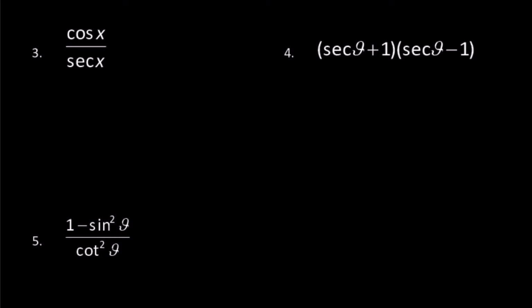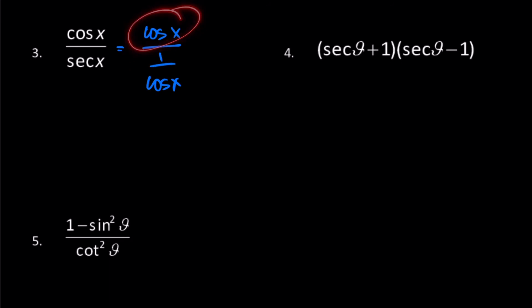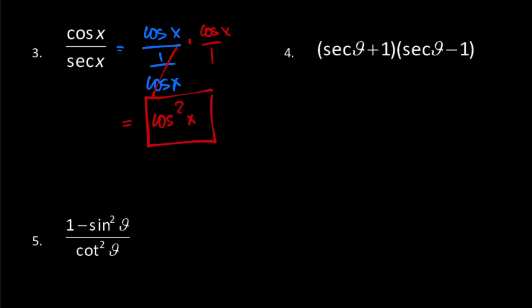Example 3, we have cosine x divided by secant x. As I just mentioned, I like to do my substitution first, so I'll replace secant x with 1 over cosine x. Now, how do we deal with this? Dividing by a fraction: copy, change, flip. Copy this, change to multiplication, and then flip that bottom fraction. So 1 over cosine x just becomes cosine x over 1. Cosine x times cosine x is simply cosine squared x. Do not replace that with 1 minus sine squared x because that is more complicated. It's 2 terms versus just 1.